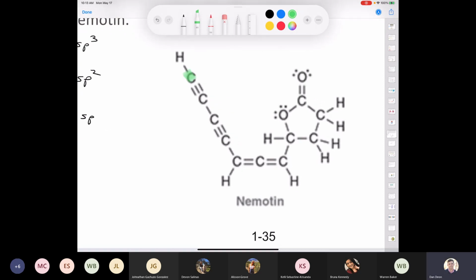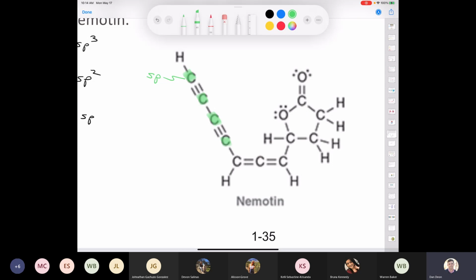So if I was to highlight this carbon in green, could anybody tell me what the hybridization of that carbon is? And it's not a trick. Absolutely. Thanks, Kayla. That would be sp hybridized, right? Why? Because it's got a single and a triple bond. So other sp hybridized carbons would be this one, this one, this one.